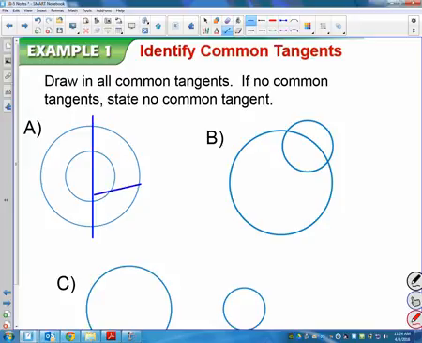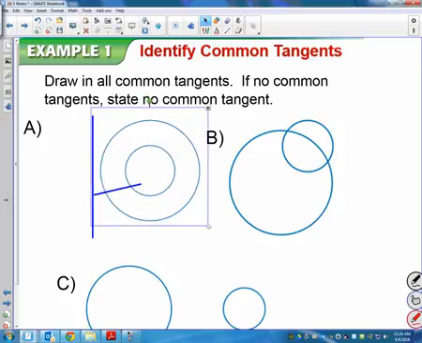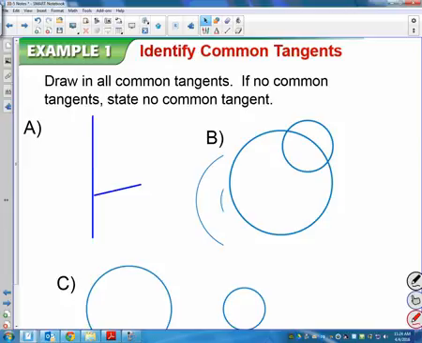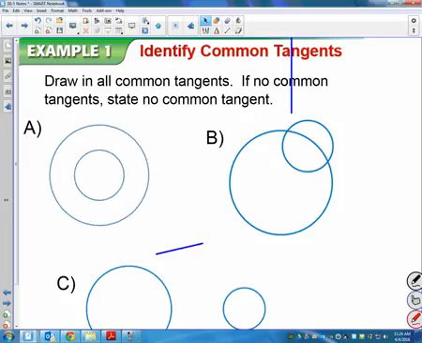Does A have any common tangents? Yeah, I say this one has none, because if you try to draw in a tangent to that inside circle, it's always going to touch the outside circle in 2 spots.